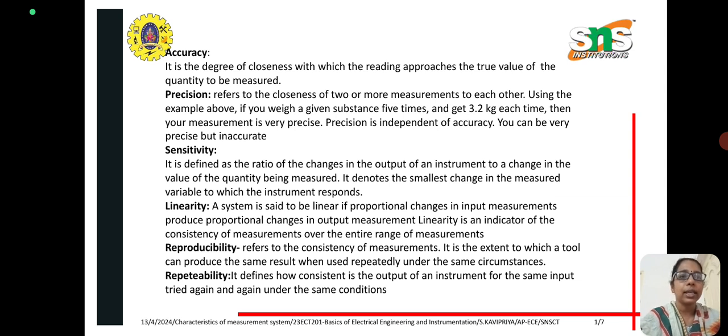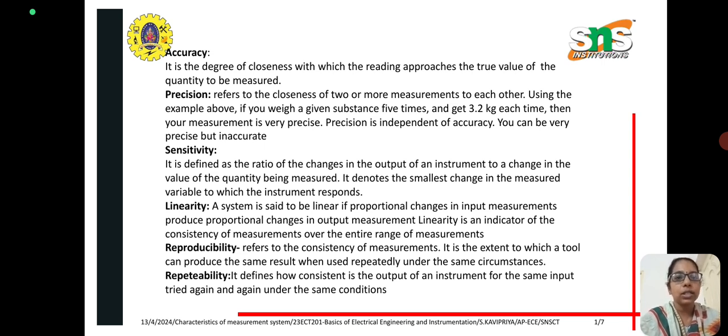First one is accuracy. It is the degree of closeness with which a reading approaches the true value of the quantity to be measured. Second one is precision. Precision refers to the closeness of two or more measurements. For example, if we weigh a substance 5 times and we get 3.2 kg each and every time, then the measurement is very precise. Precision is independent of accuracy. Even if the measurement is inaccurate, it can still be precise, and otherwise we call it imprecise.